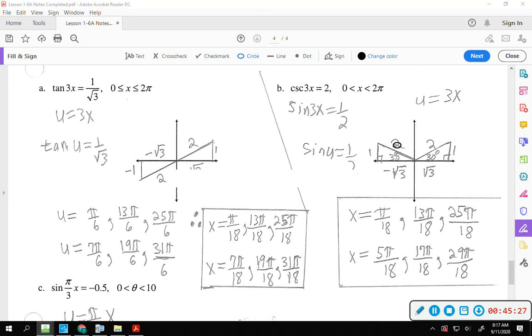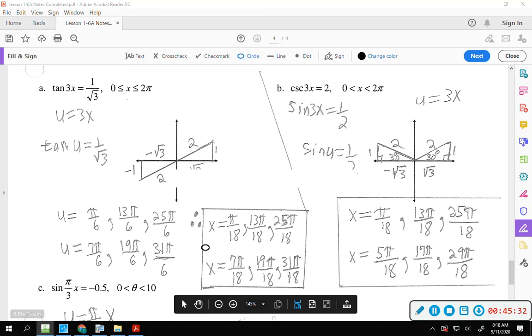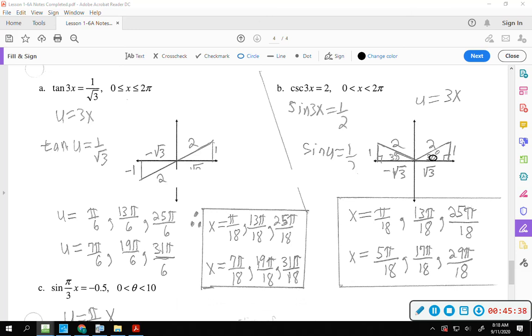Now, you don't have to write down all the values of u if you can realize I've got to multiply by 1/3. So pi over 6 multiplied by 1/3 is pi over 18. 5 pi over 6 multiplied by 1/3 is 5 pi over 18. The denominator is just changed into 18.